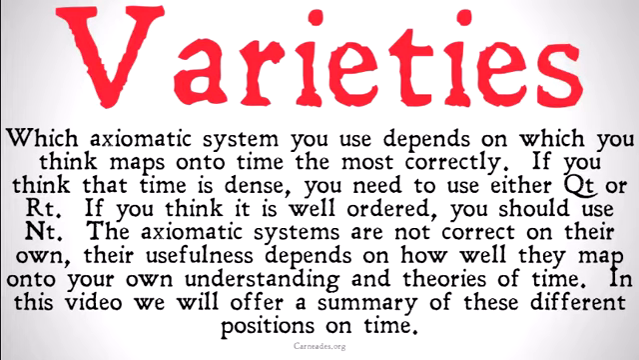So, which axiomatic system you use depends on which you think maps onto time the most correctly. If you think that time is dense, for example, you need to use either QT or RT. If you think it's well-ordered, you should use NT. The axiomatic systems are not really correct on their own. Their usefulness just depends on how well they map onto your own understanding and theories of time. In this video, we're going to offer a summary of these different positions on time so you can decide for yourself which makes the most sense.